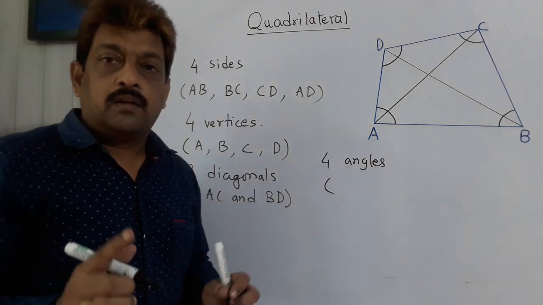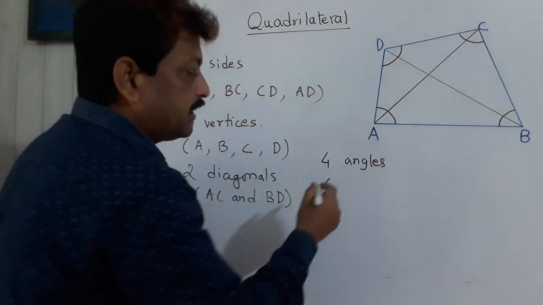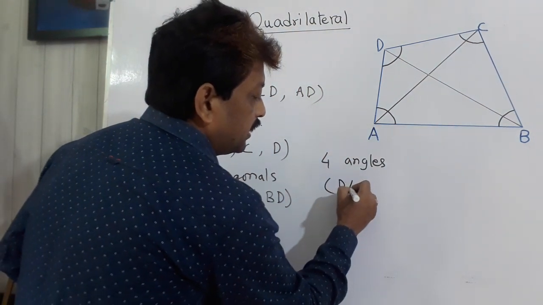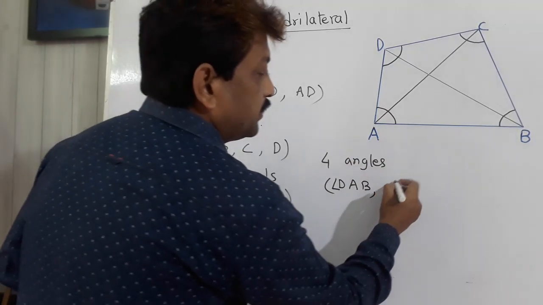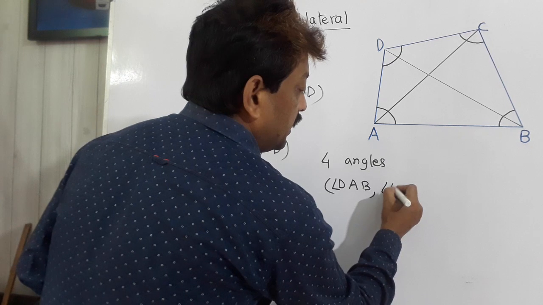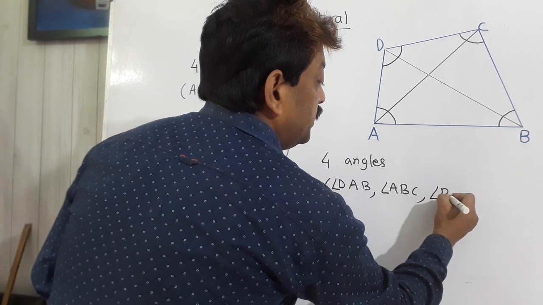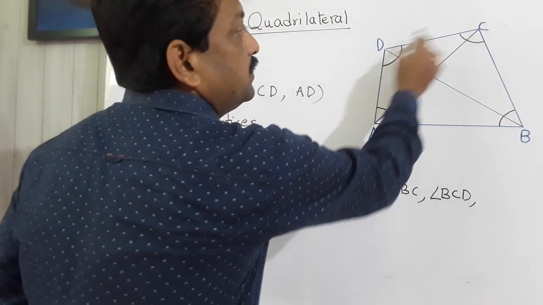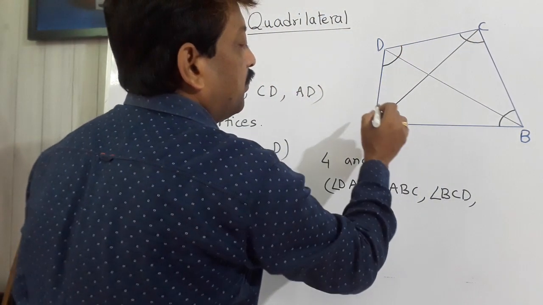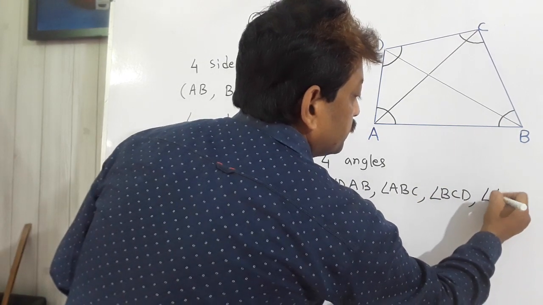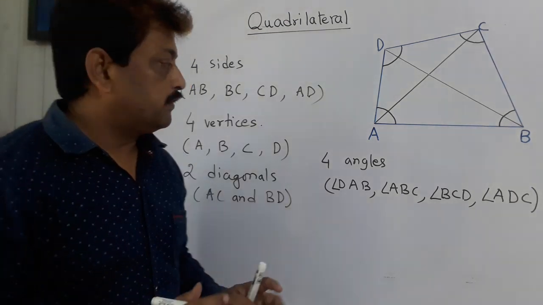Whenever you write an angle, write the full name of the angle, not like angle A, angle B. Always write in this form: angle DAB, meaning this whole angle DAB. Then angle B is actually angle ABC. Then angle C is actually angle BCD, or you can say DCB also, same thing. And angle D is either angle CDA or ADC. So a quadrilateral has four angles.